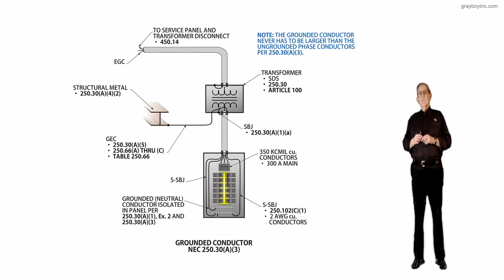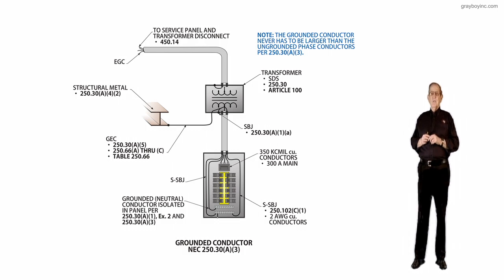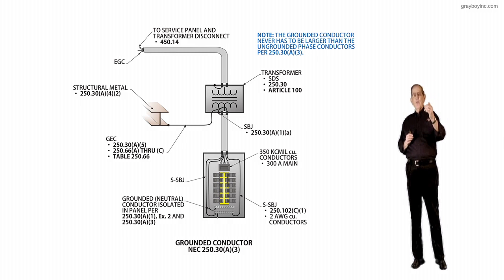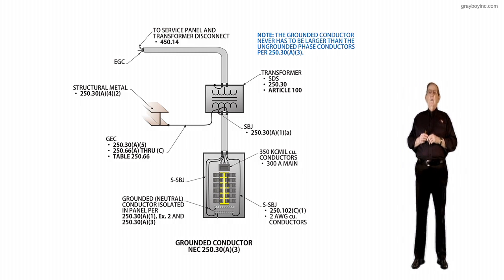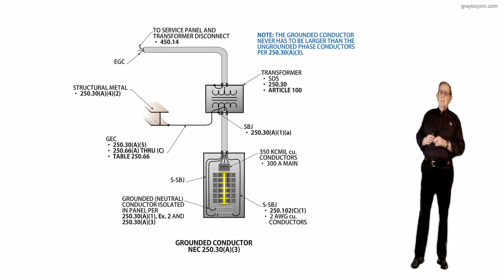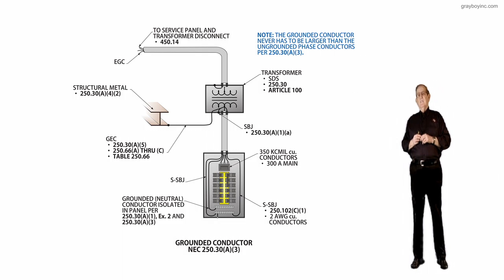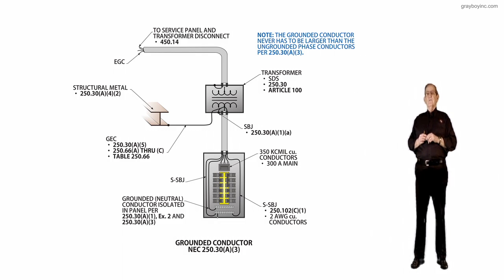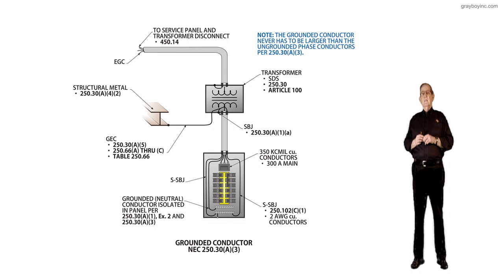This illustration deals with the grounded conductor, NEC 250.30(A)(3). Now, the grounded conductor is usually a conductor that carries any kind of fault current, short circuit current, back to the source and returns on the phase that has been grounded, creating a ground fault in some cases, or short circuit, and clears that overcurrent device that's involved.